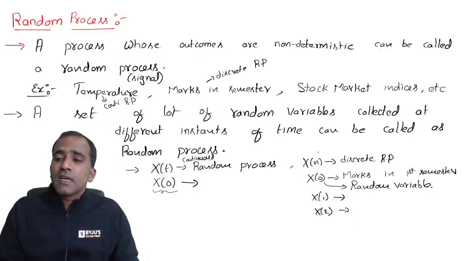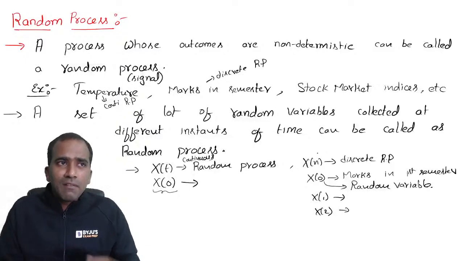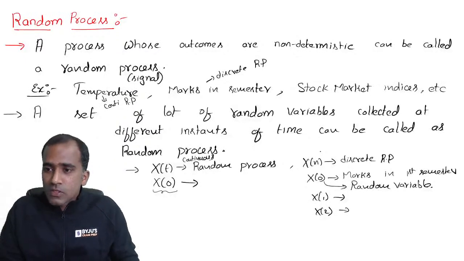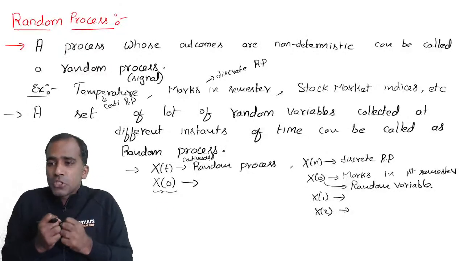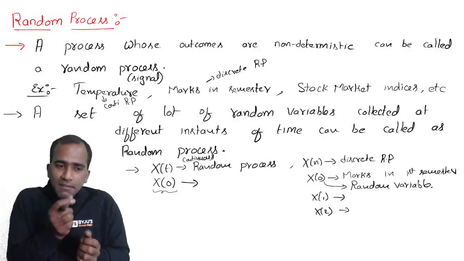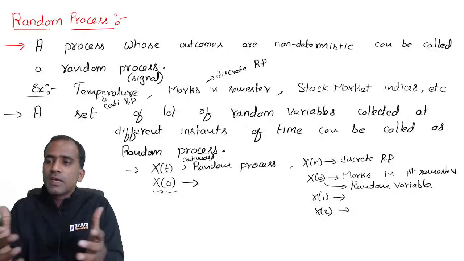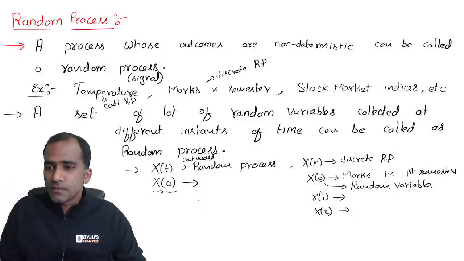Which means within the random process we have lots and lots of random variables. Every second we are having one random variable in the random process. So that's why I've said in the second definition, it's a set of lots of random variables together, which we have collected at every instant of time, we have one random variable. All of them together we call a random process.